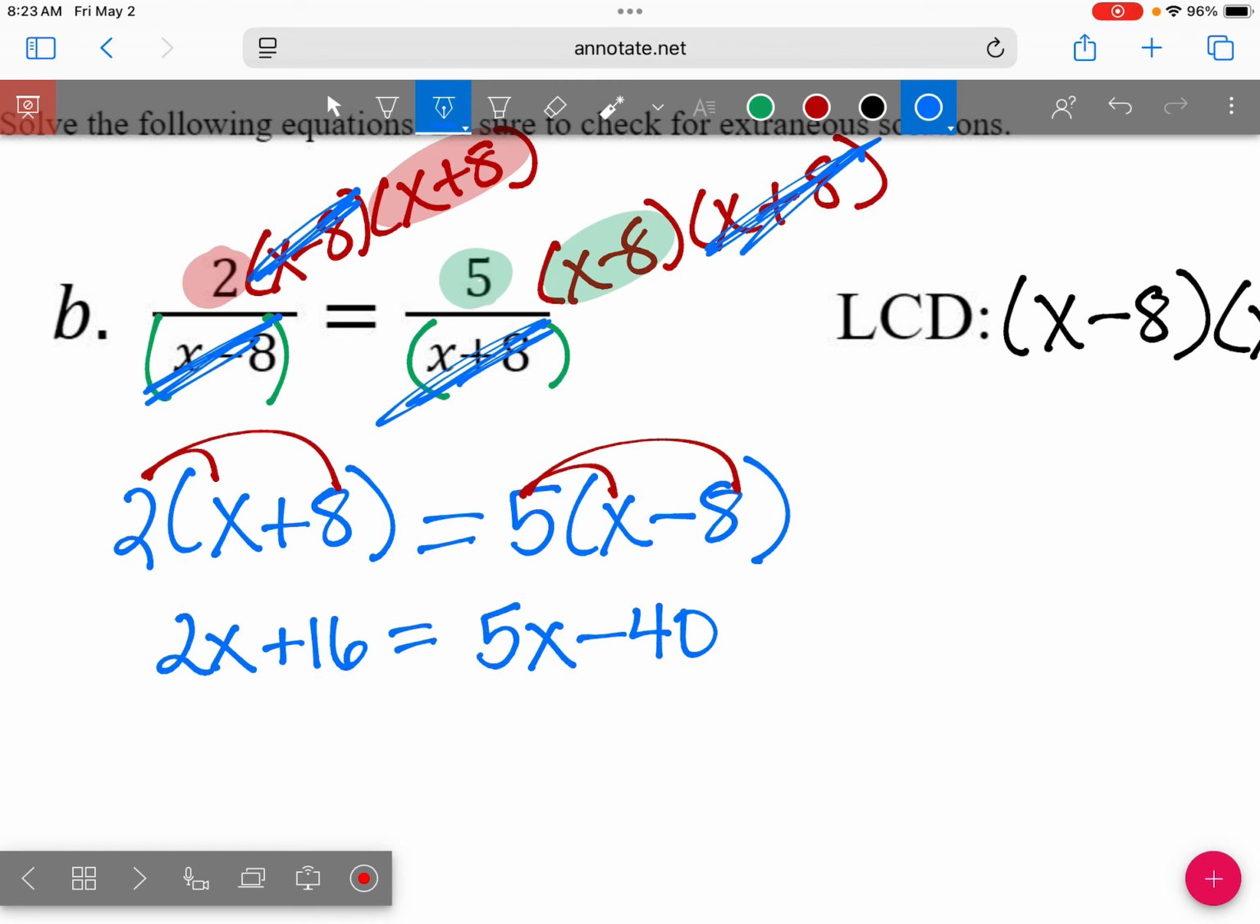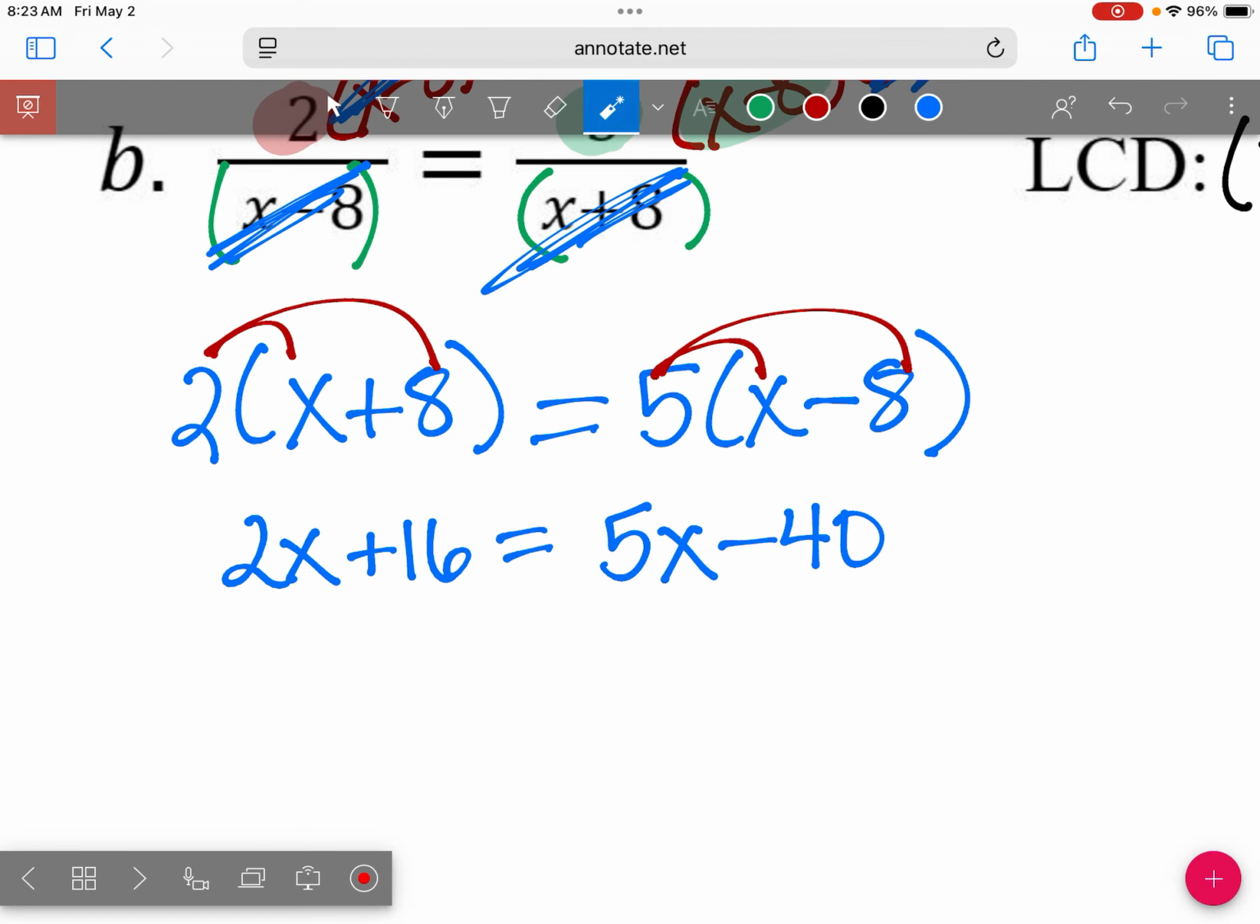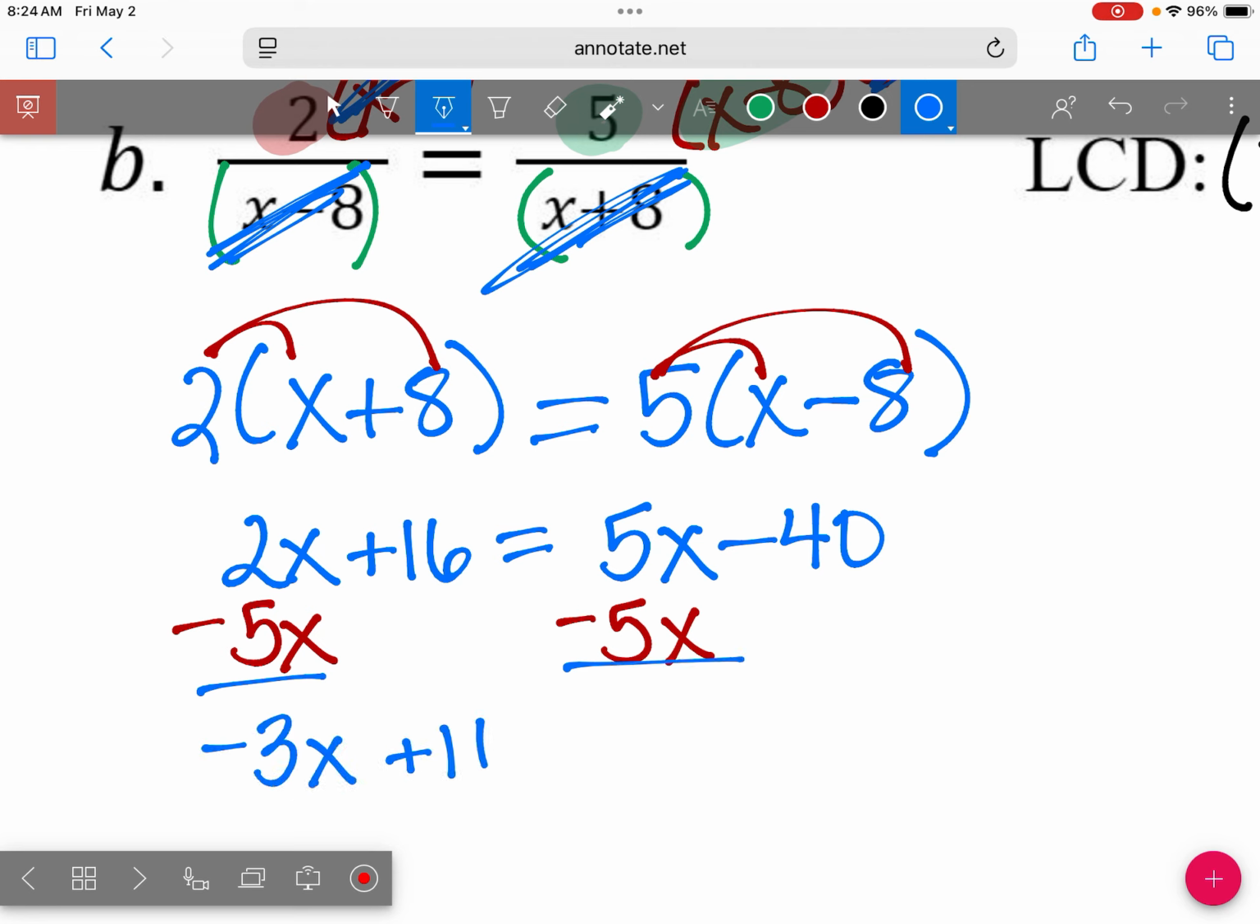Anybody know what I'm going to do next? So I need to move this to the left. So how do I do that? If it's positive, I'm going to subtract it. So let's subtract 5x. So then that's going to give you negative 3x plus 16 equals negative 40.